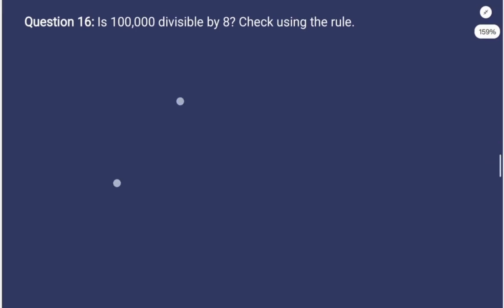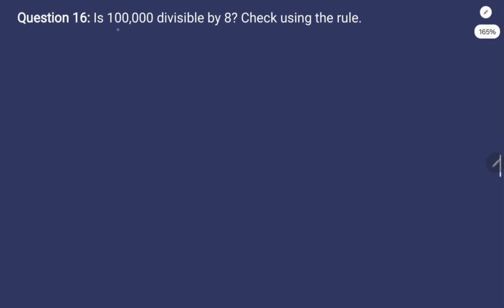100,000. Is this 100,000 divisible by 8? You will check the last 3 digits. The last 3 digits are actually 000, right? So 000, and 0 is divisible by every number. So 0 is divisible by 8. So you will say yes. 000 is divisible by 8, right?